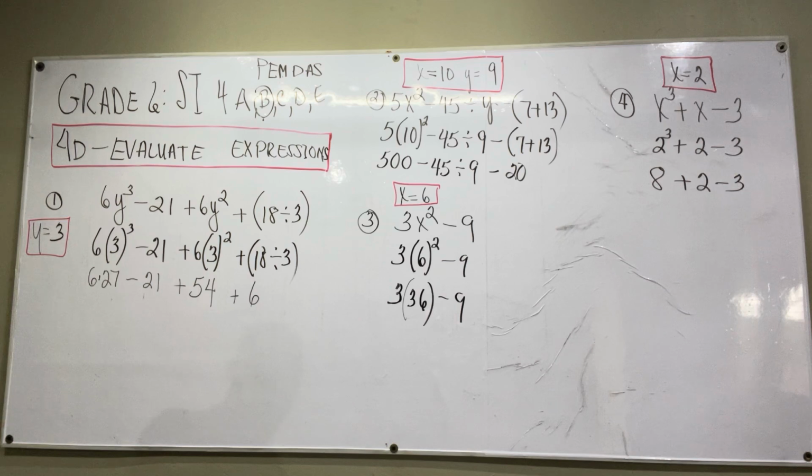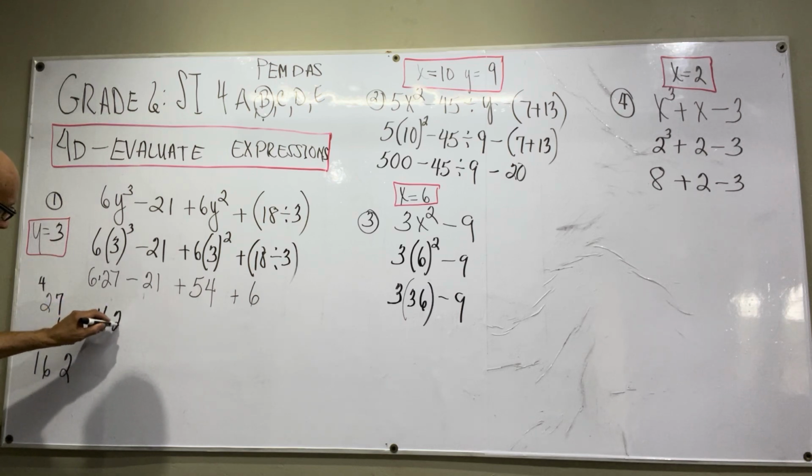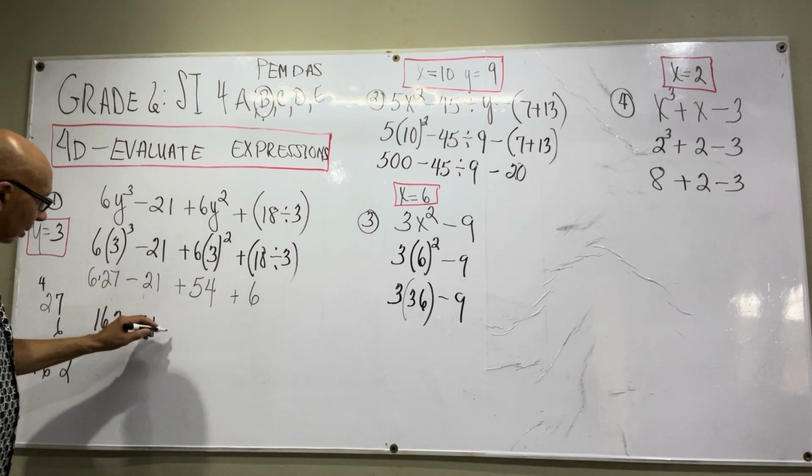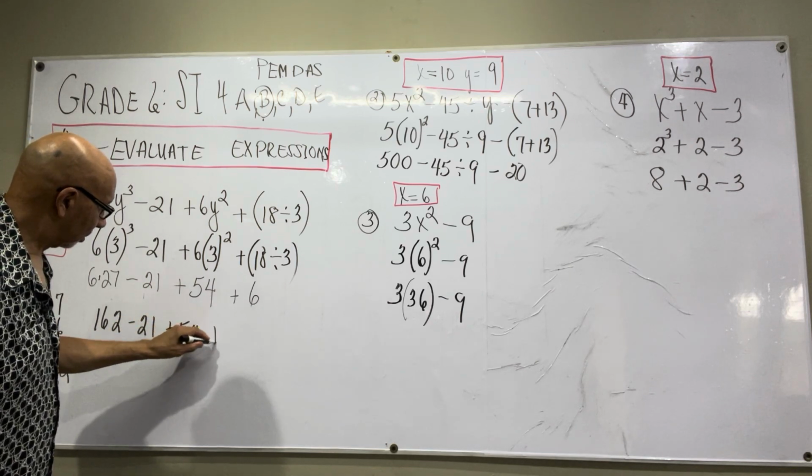So now, what have I done? I've done my substitution. I haven't finished this multiplication right here, but I've got everything. So let's just do this multiplication. 6 times 27. 27 times 6. 6 times 7 is 42. Carry 4. 6 times 2 is 12, and 4 is 16. So 162, take away 21, plus 54, plus 6.